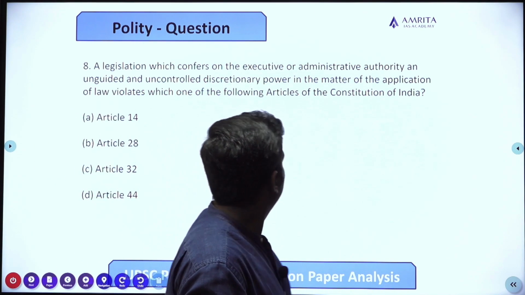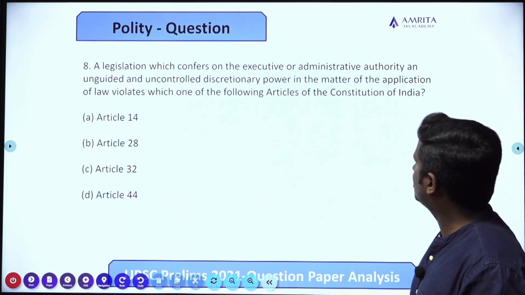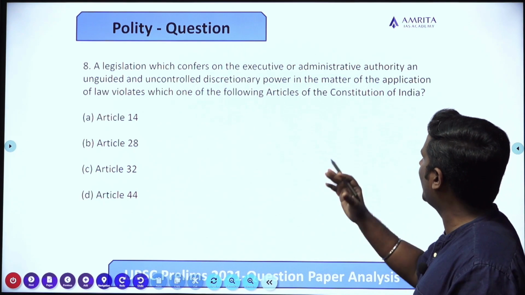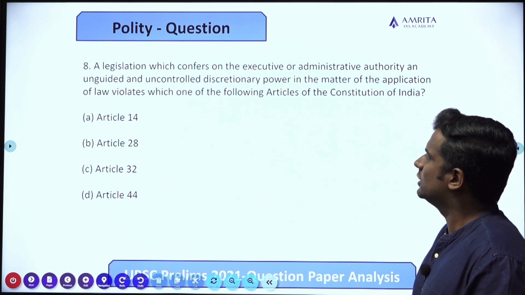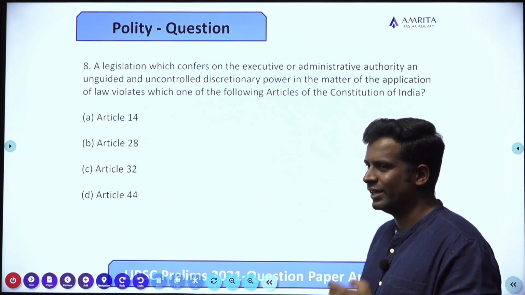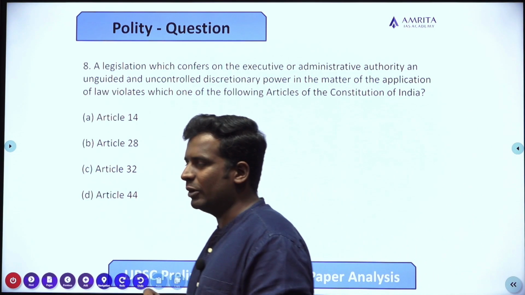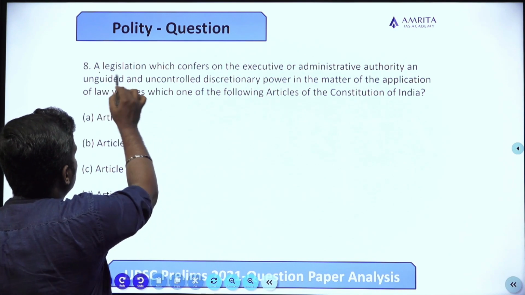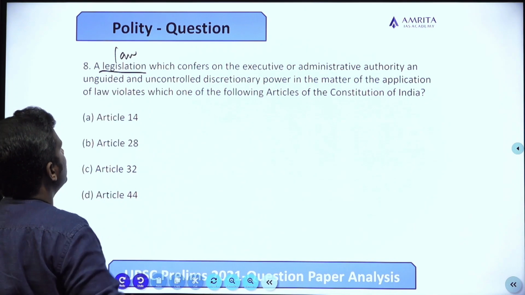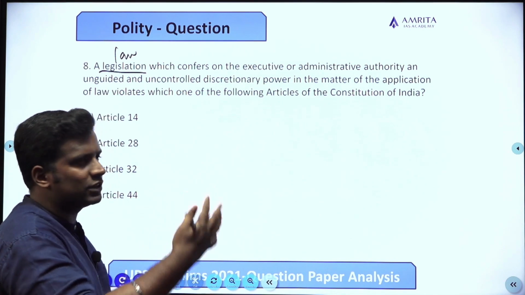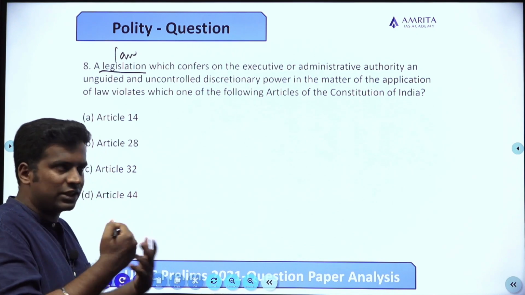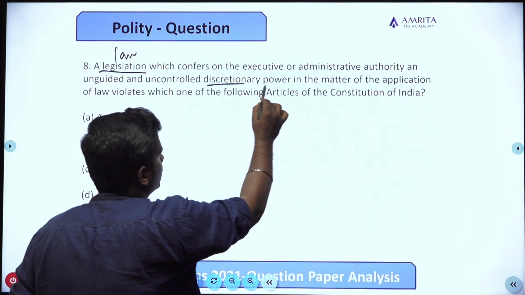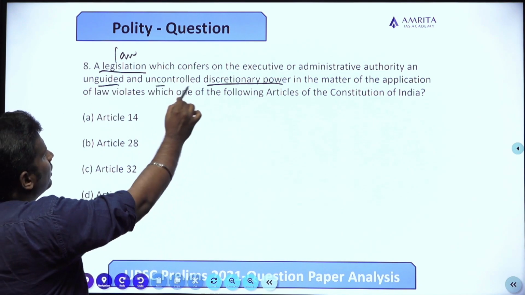Legislation which confers on the executive or administrative authority an unguided and uncontrolled discretionary power in the matter of the application of law violates which one of the following articles of the Constitution of India? It's a mighty difficult statement to comprehend in one shot, but let's take out the keywords and then understand. It's a legislation, so it's a law. It's a law which confers on the executive, that is, this law gives the executive or the administrative authority a kind of discretionary power. What kind of discretionary power? Unguided and uncontrolled discretionary power.